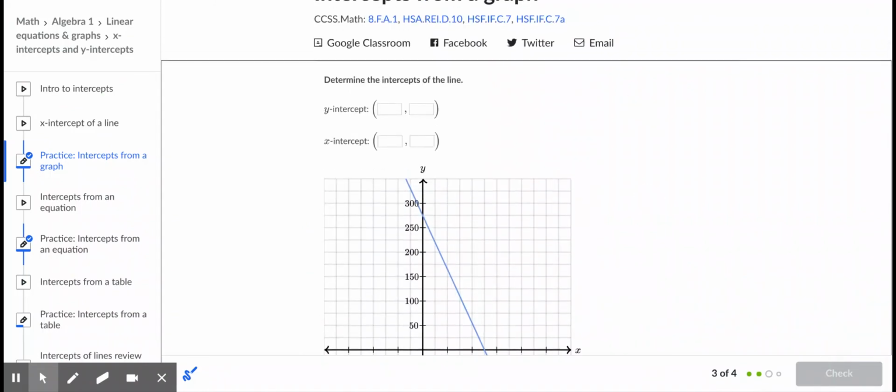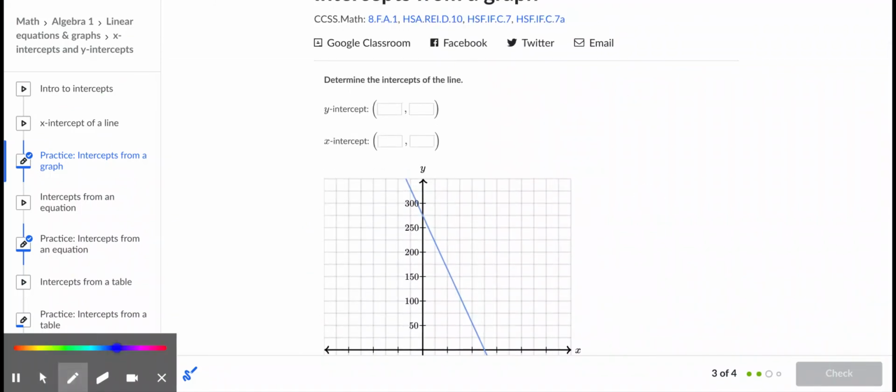Here they ask us about the y-intercept first. I find my y-axis. I see that it crosses at 275. So I know that one will be 0 for my x and 275 for my y. If you're wondering how I got 275, they don't have 275 on the coordinate plane. They have 250 and they have 300, and I know that 275 is right in between the two.